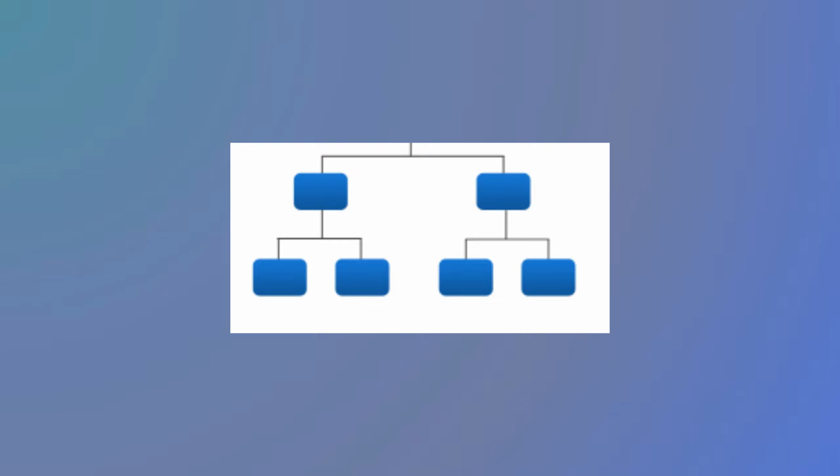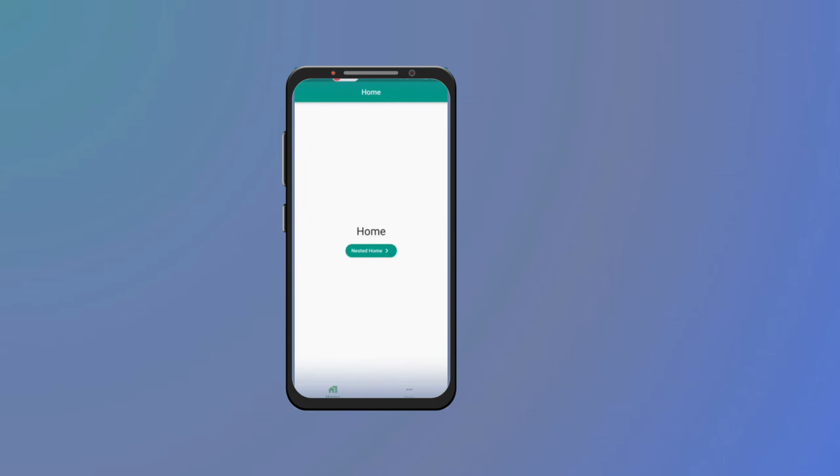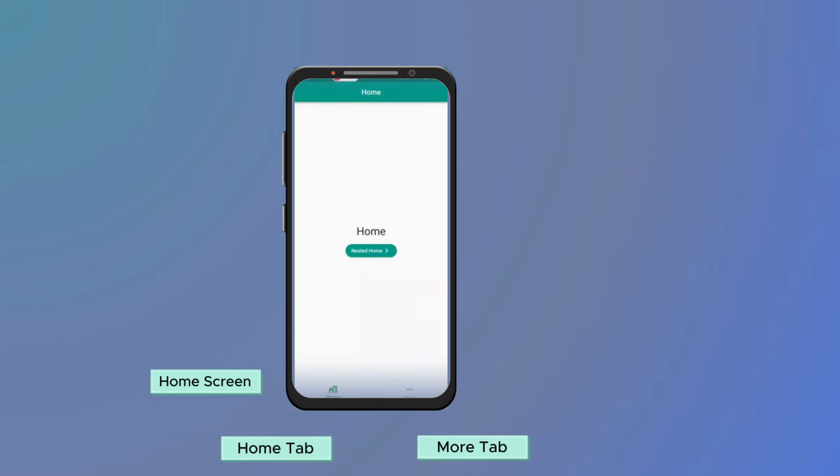But what happens when you need to navigate within a screen or section of your app? That's where nested navigation comes in. Take for example the bottom navigation tabs in this app. We have two tabs here, Home and More. Within the Home tab, we have another screen called Nested Home, and the same goes for the More tab.